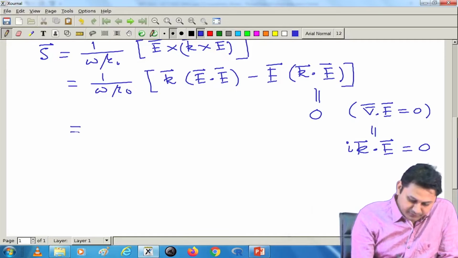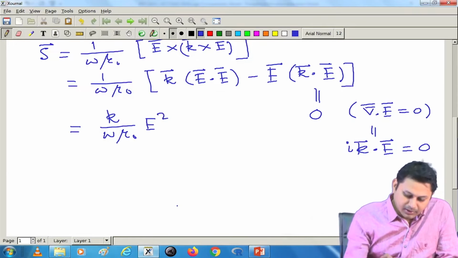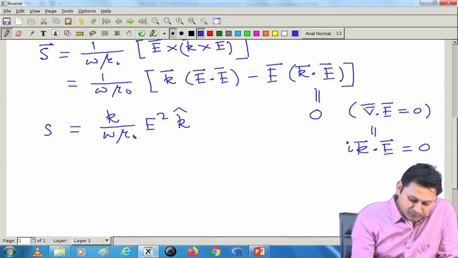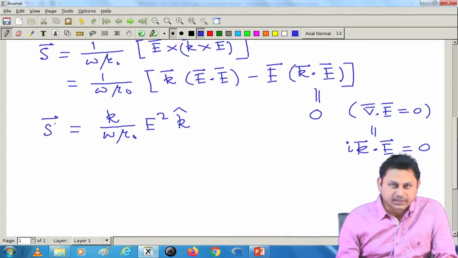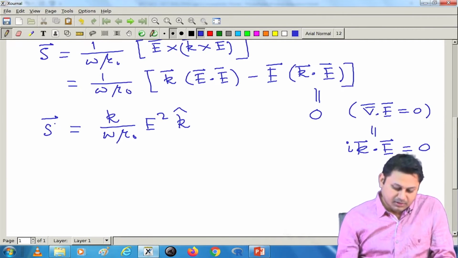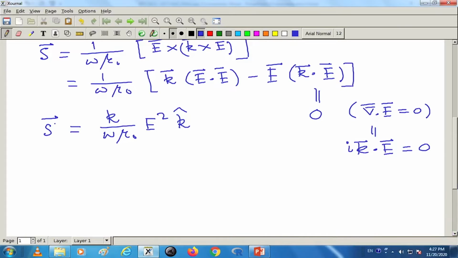So, I have simply k divided by omega mu 0, then E square and the k unit vector. That should be the value of my Poynting vector S. S should be k over omega mu 0, E square, and the unit vector k. That means the Poynting vector is along the direction of k.